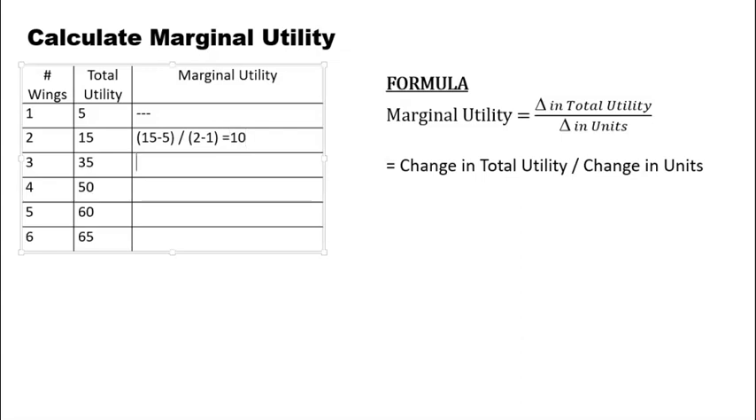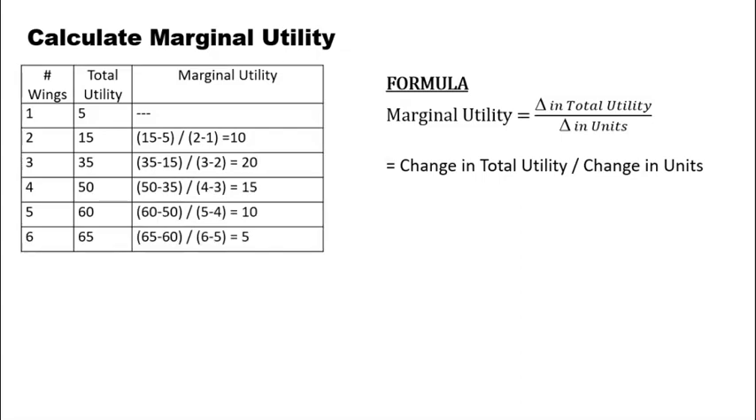So let's just do one more together. As you can see, we're going to take the change in total utility, which can be figured out by 35 minus 15, and that is going to be divided by the change in the number of wings consumed, which is 3 minus 2, and that gives us 20 for an answer. So why don't you hit pause on your video and figure out the next 3 and come back and we will show you the answers.